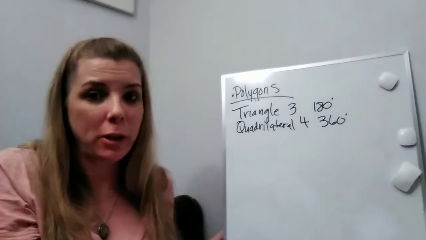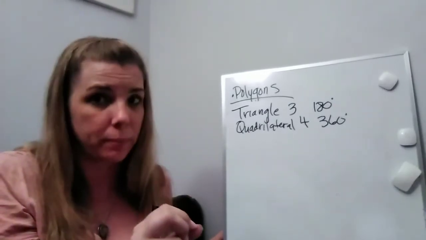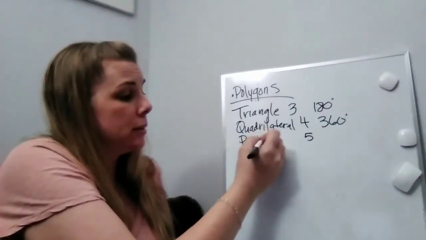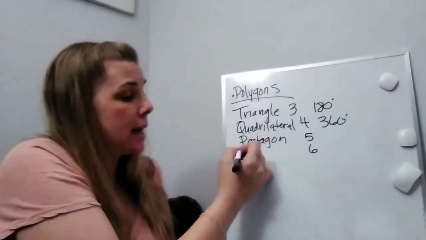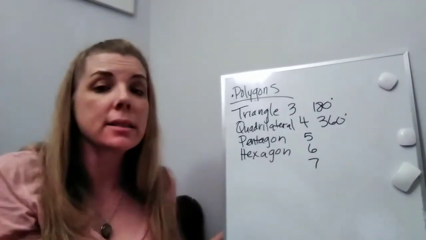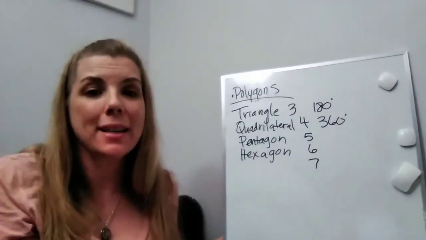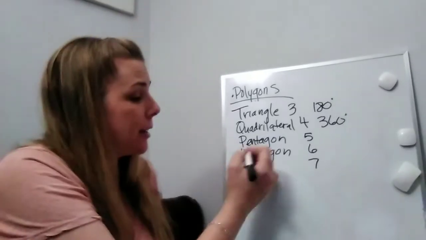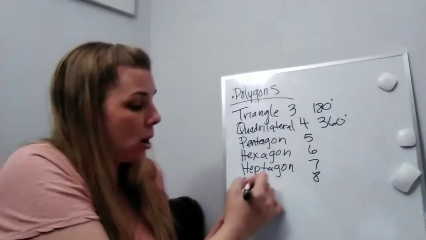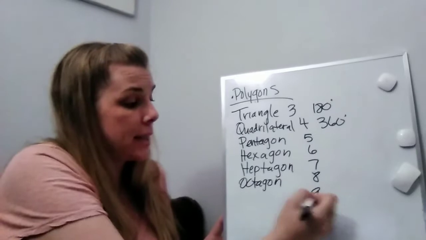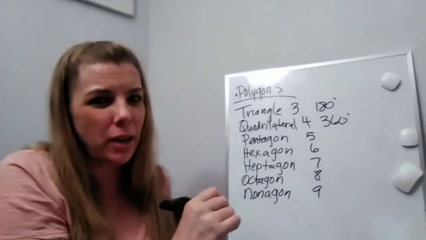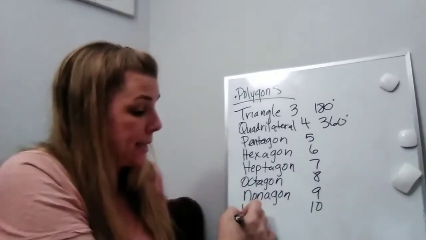Now, there's a whole bunch that have special names. There's only one that doesn't have a special name. Okay, that's 4. 5 sides is a pentagon. 6 sides is a hexagon. 7 sides is normally referred to as a heptagon. 8 sides is an octagon. 9 sides is a nonagon. Not nonagon. No. Not nineagon either. 10 sides is a decagon, like decade.